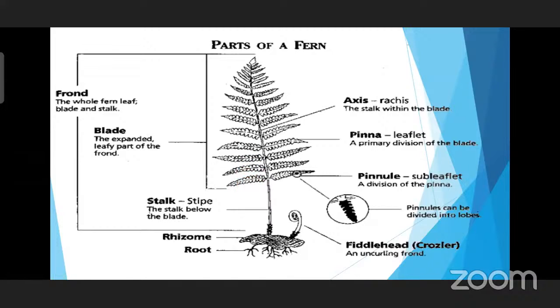So here, look at the structure here, this one. Fiddle head and uncurling frond. Uncurling frond means the fronds are going to open up. So you can see the early stage of the frond will be like this. They are completely curled at the tip region. Slowly they are going to open up, and this structure is going to form.